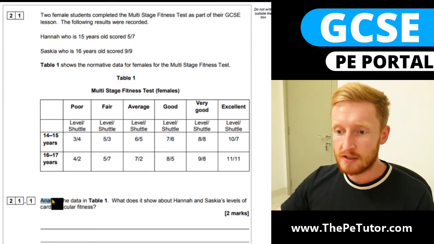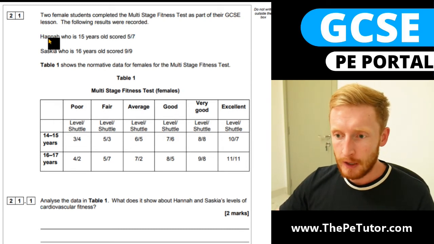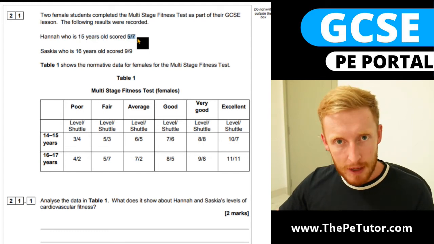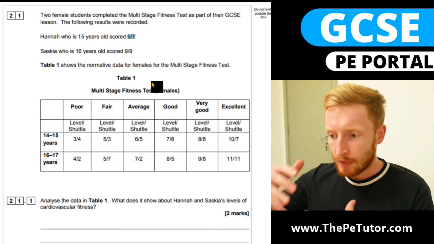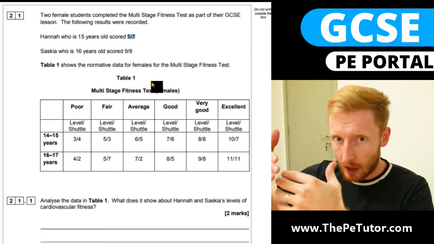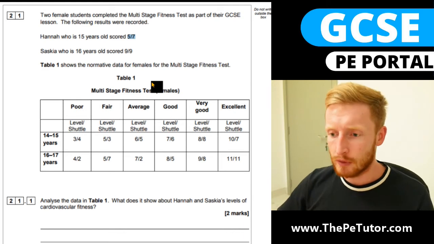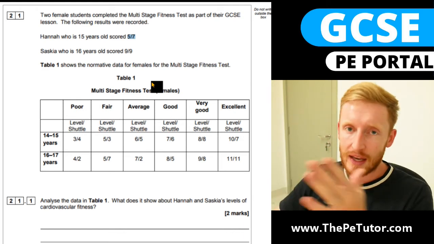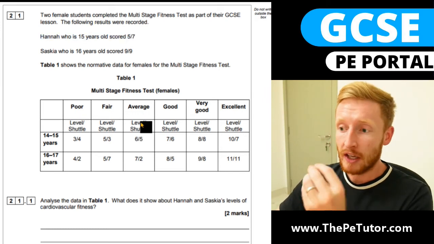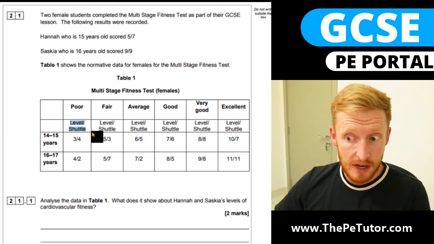What you need to do is first look at who they're asking you to analyse the data for. If we start with Hannah, we know that Hannah is 15 years old and she has a score of 5/7. With the bleep test, or the multi-stage fitness test, the succession of beeps gets gradually closer together, and every time they do, that signifies a level up, and the performer has to try and make the line in time with the beeps. The first number is the level, and the second number is the number of shuttles into that level that they've got to, as the table tells you in this example.